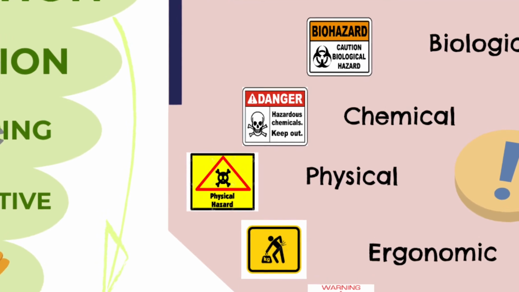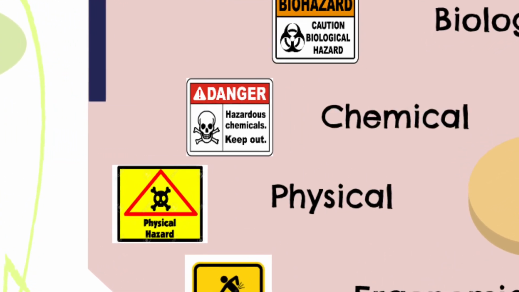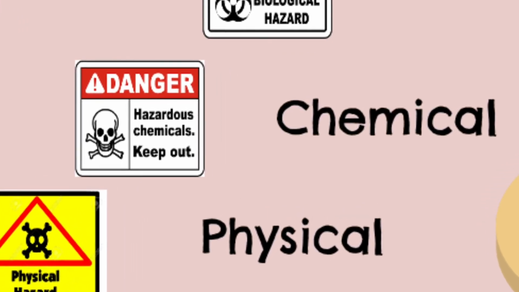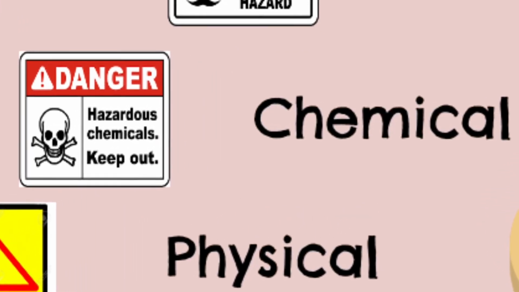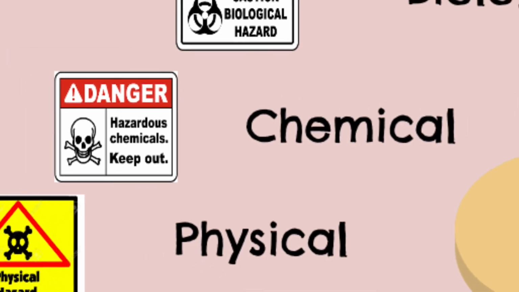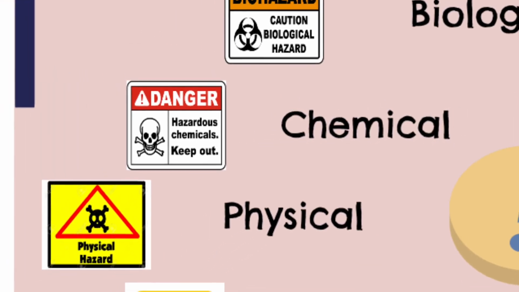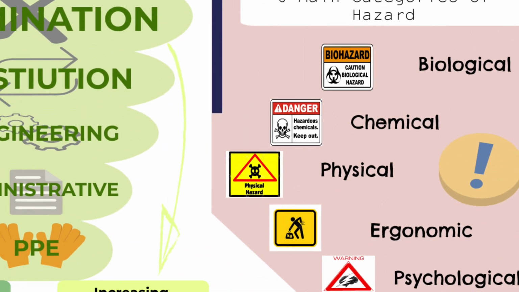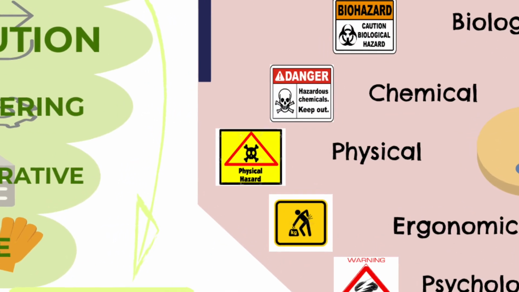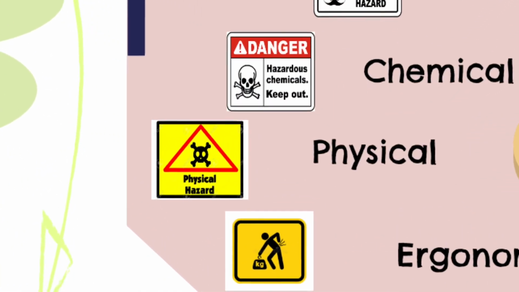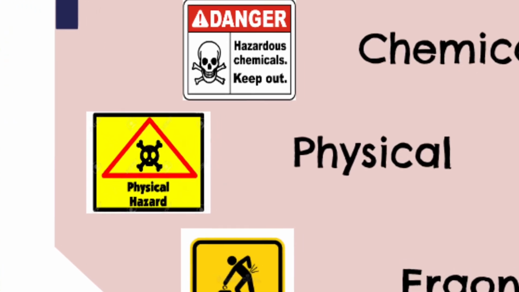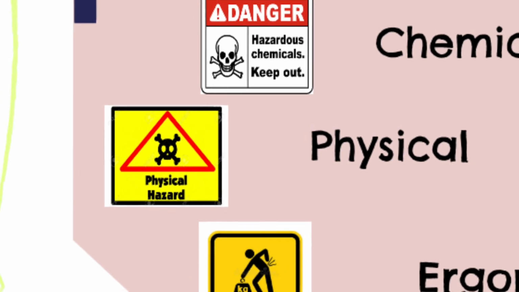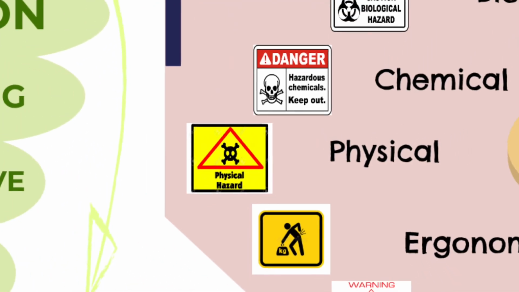Next is chemical hazards. Chemical hazards are hazardous substances that can cause harm. These hazards can result in both health and physical impacts, such as skin irritation, respiratory system irritation, blindness, corrosion, and explosion. Third is physical hazards. Physical hazards are environmental factors that can harm an employee without necessarily touching them. Includes height, noise, radiation, and pressure.